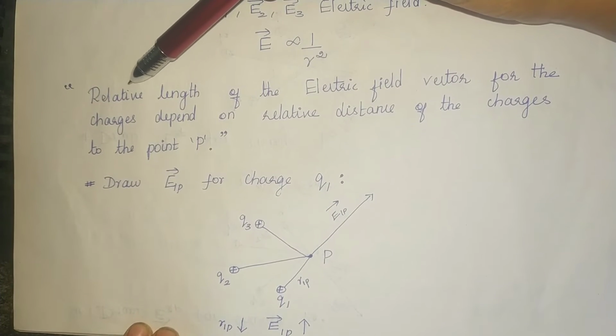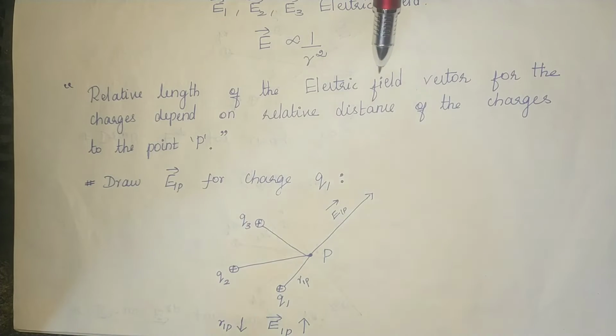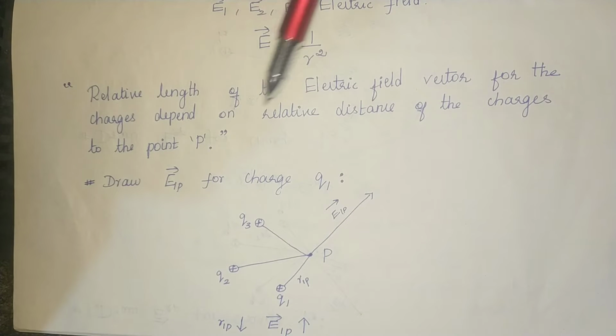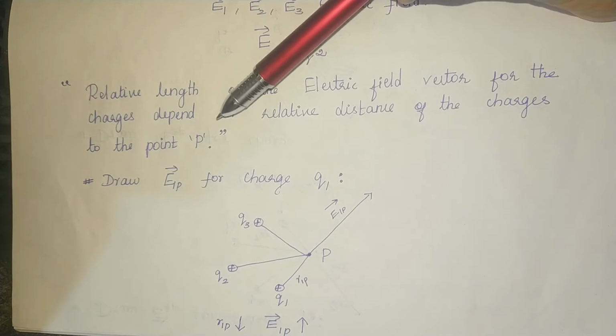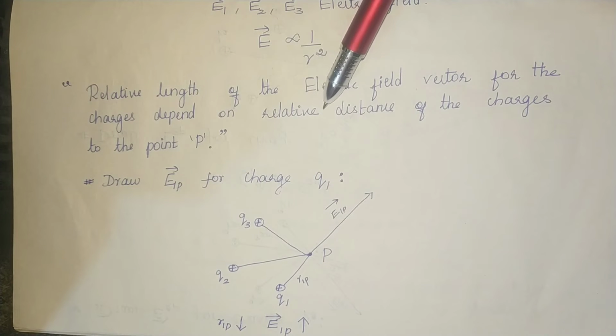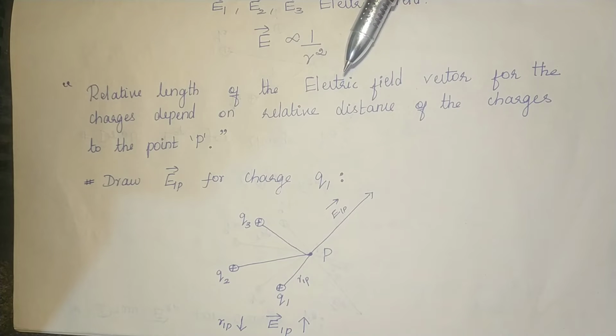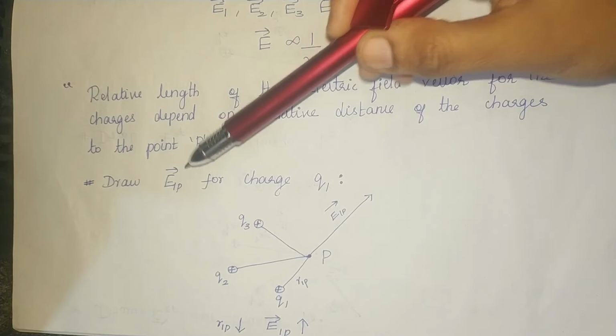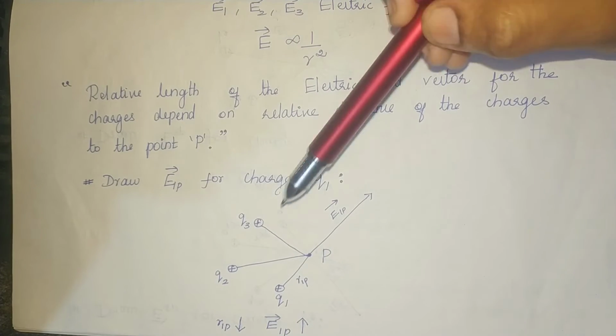Okay students, the relative length of the electric field vector for the charges depends on the relative distance of the charges to the point P. By keeping this concept in mind, we are going to draw E1P vector, E2P vector and E3P vector for the charges. Okay, first we will draw E1P vector for charge Q1.